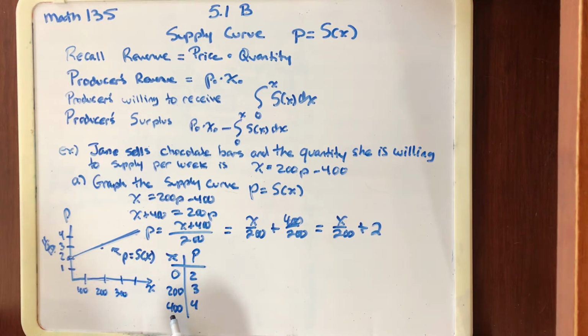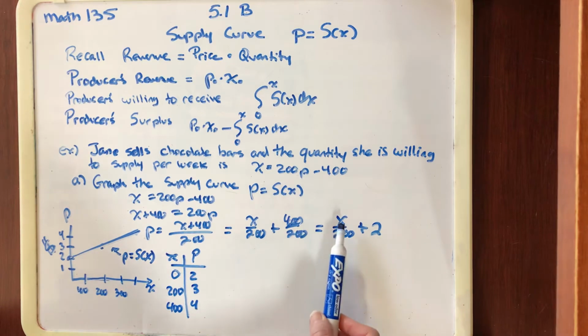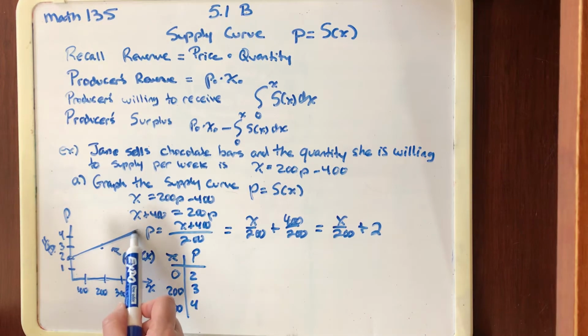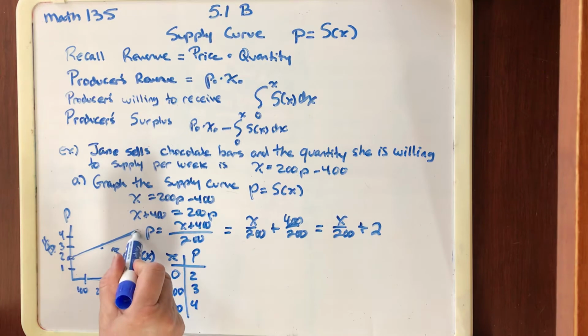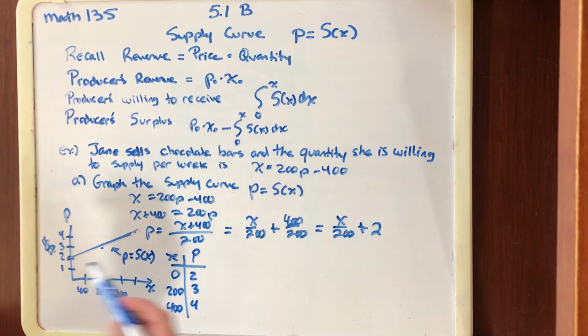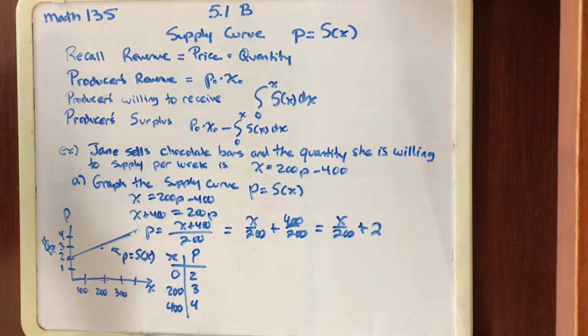If we want 400 chocolate bars, we put 400 in there. 400 divided by 200 is 2. 2 plus 2 is 4. So at 400, we put a dot at 4. Notice this is going to be a straight line because this right here is an equation of a line. So here's our line right here. That's our supply curve. It's actually a straight line in this case. Okay, so we're going to continue on this problem.